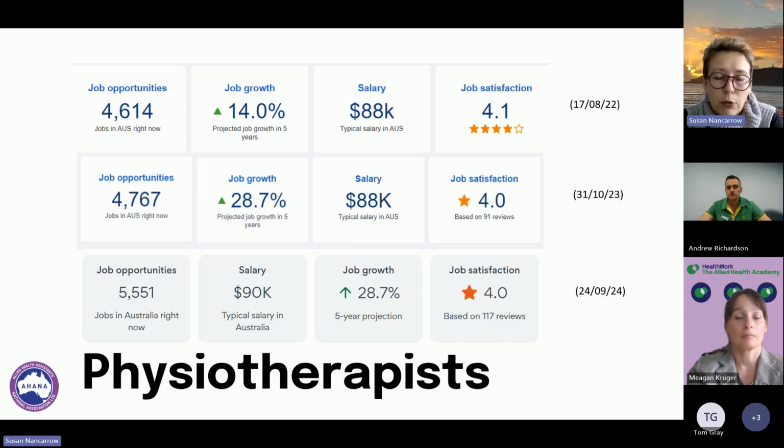Physiotherapy is a very big profession, over 40,000 physiotherapists, but you can see the job advertisements 2 years ago, 4,600, and they've gone up by just under 1,000 in that 2-year time period. And that's actually quite notable because there are well over 40 physiotherapy programs in the country at the moment. So we've seen an increase in the number of graduates, an increase in the number of courses, but we're still seeing an increase in the number of job advertisements for physiotherapists.